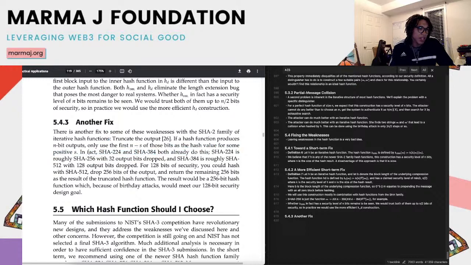For some positive s. In fact, SHA-224 and SHA-384 both already do this. SHA-224 is roughly SHA-256 with some bits dropped. For 252, you could hash 512. The result would be a 250-bit hash function, which, because of birthday attacks, would be very interesting. This is actually just very straightforward, though.